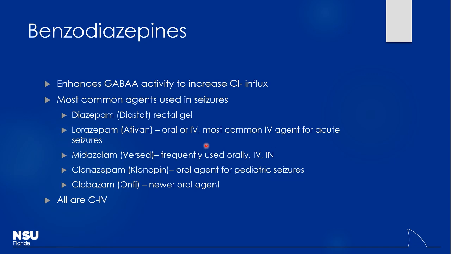Other ones we'll see pretty commonly, lorazepam is probably the go-to IV anti-seizure medication. If you're having an acute seizure, Ativan is probably the one you're going to get most commonly. You can still see it used orally, but IV is where it gets a lot of its bread and butter use, especially in ER and hospital settings. But Versed is definitely going to be used as well.